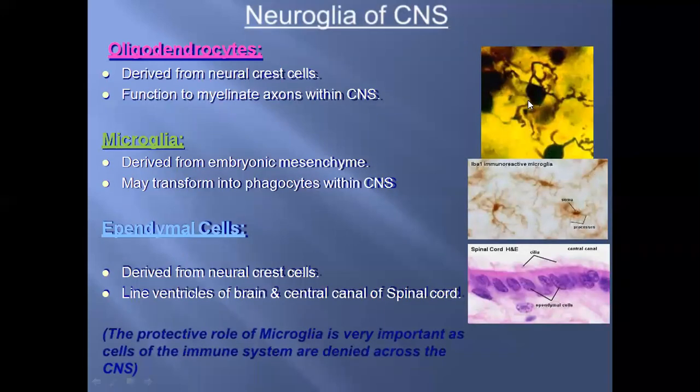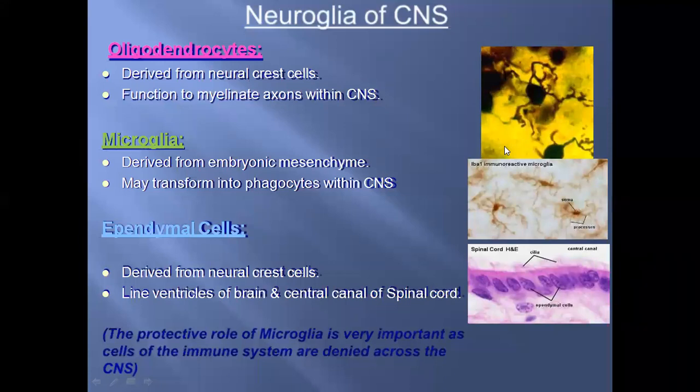Oligodendrocytes, as you see in this slide, are derived from neural crest cells. Their function in the CNS is to help in the formation of the myelin sheath in the central nervous system.